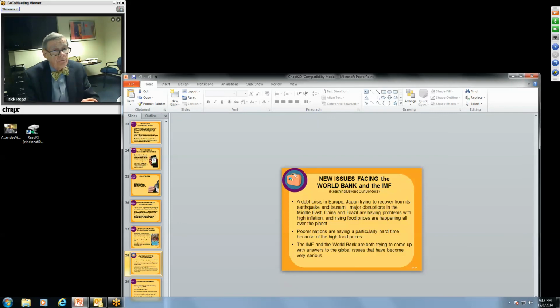And then finally, we do have some new issues. Well, they're not new. You know, this text is a couple of years old, but they're still festering. Debt crisis in the Eurozone, especially with countries like Portugal and Greece and Ireland, and to a lesser extent Italy, is still causing problems. Japan, notice it says here, is trying to recover from the earthquake, but Japan's economy has really been in the doldrums for well over a decade. So there are some dynamics going on there.